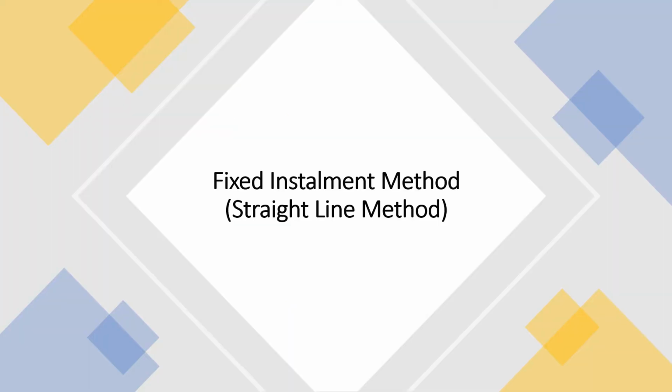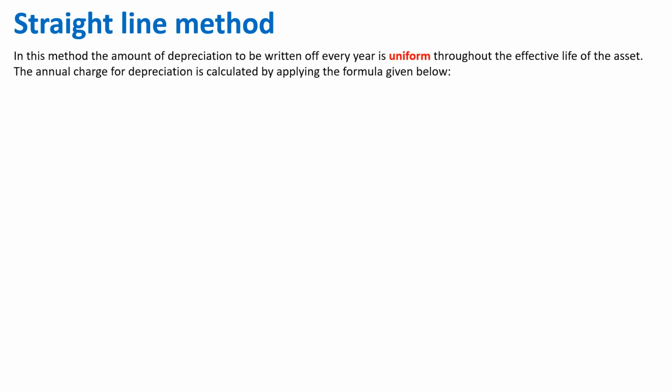First we will discuss the fixed installment method. This method is also known as the straight line method. In this method, the amount of depreciation to be written off every year is uniform throughout the effective life of the asset. The annual charge for depreciation is calculated by applying the formula given below. What is the formula here? Original cost of asset minus scrap value, divided by life of asset.